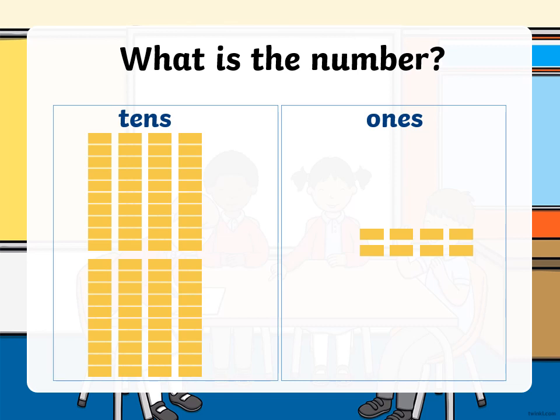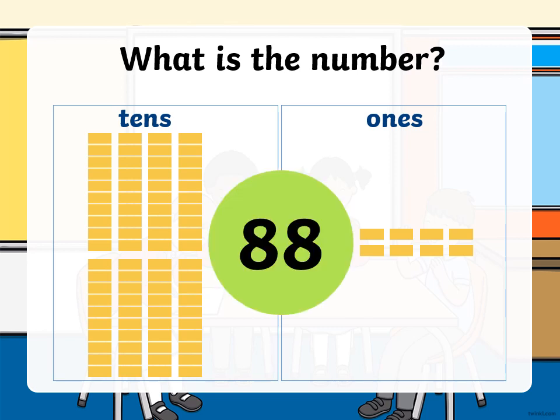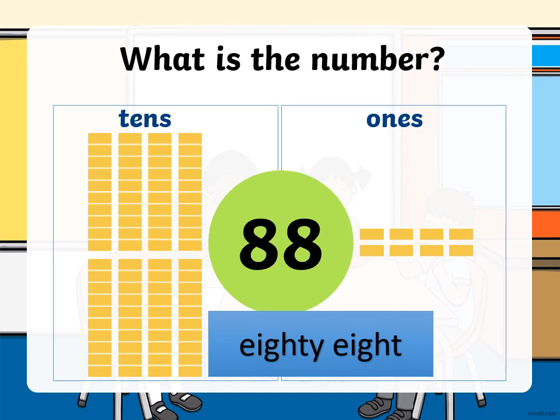Okay, what is this number? Let's try it again on our own. Okay, did you count the tens? Now try and count the ones. Okay, let's check our answer. 88, I hope you got it right. And 88 in words, I'm sure you did get it right.